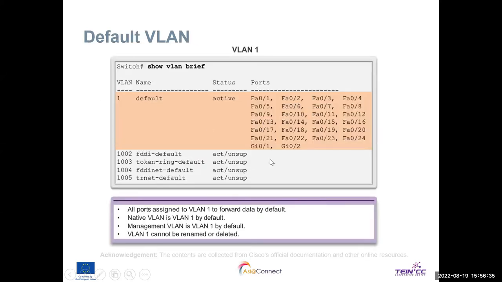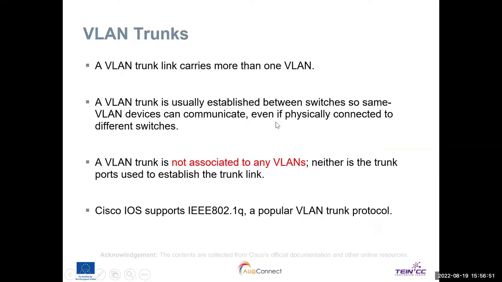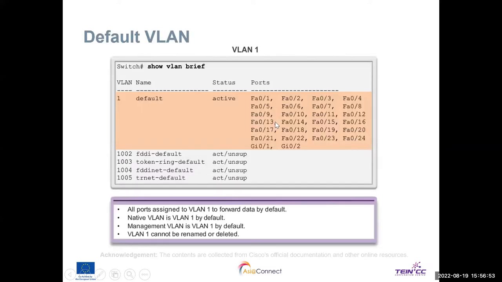As you can see, I already showed you, this is VLAN 1. Initially, we have only one VLAN which has all the ports, but later on, we can move these ports to different VLANs. I'll show you. You see this, right? Any question? There is no question, not yet. Okay.